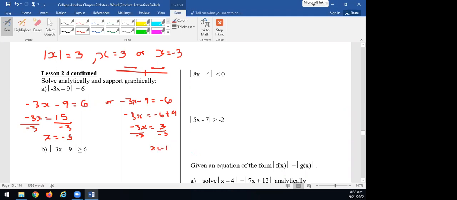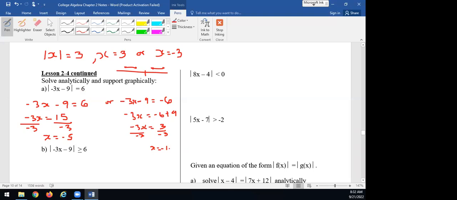So what we're saying is that x can either be negative 5, sorry, or negative 1. If you plug negative 5 or negative 1 into this, you're going to get the same 6. Let's test it and see. What's negative 3 times negative 5? Right, 15 minus 9. See, you get the same thing on the other side.